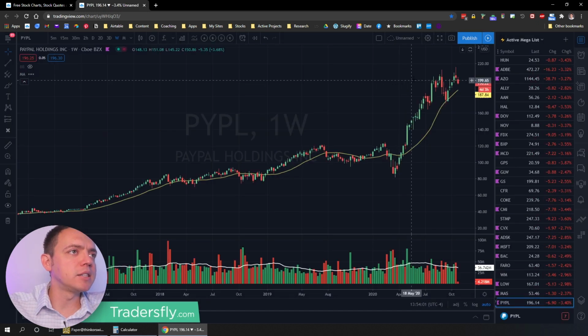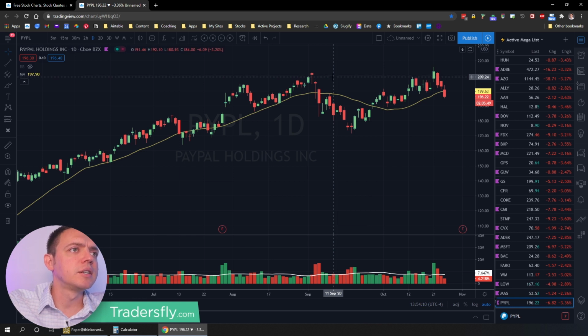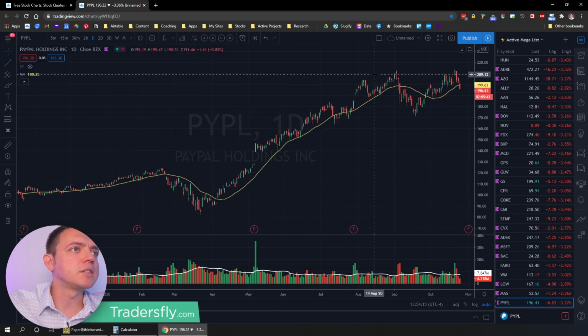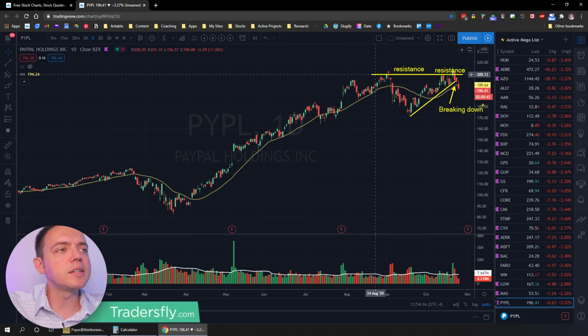PayPal. Here, as we look at PayPal, you can see there's kind of a resistance level right there. If we go into the daily here, so here's your resistance, and let me back that up a little bit so you can see. So there is resistance, and you can see there's resistance right there. The stock has been trying to move to the upside. That was your support, and then it's breaking down. So that's the upward trend there. This is your upward trending support line, and now it's breaking down.